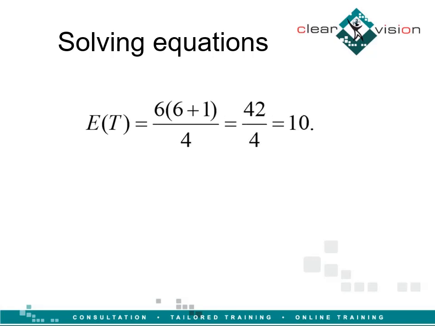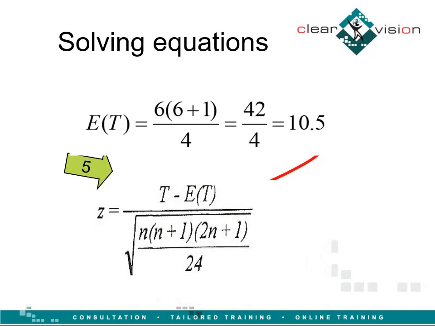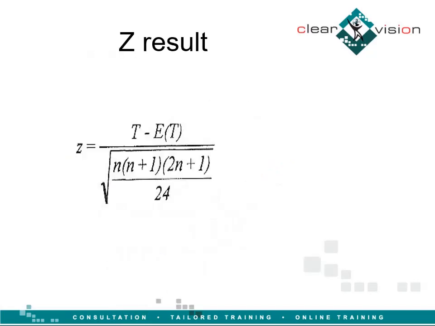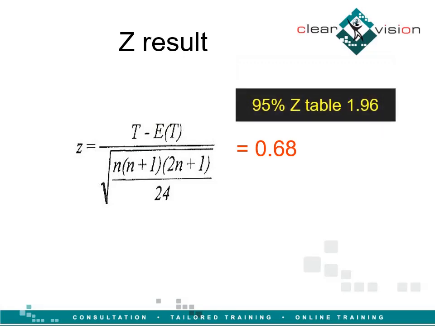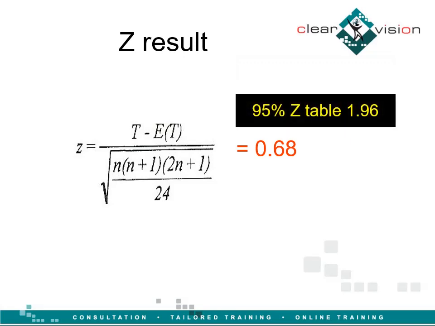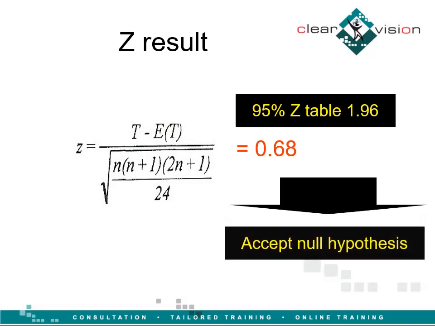So we have all variables for the z equation, where t is calculated earlier as 5, expected t-value is 10.5, and n is 6. Solving for the z value will result in 0.68. The z-value at 95% confidence is 1.96. Since the calculated z-value is lower than 1.96, we cannot reject the null hypothesis, so we have to accept the null hypothesis.